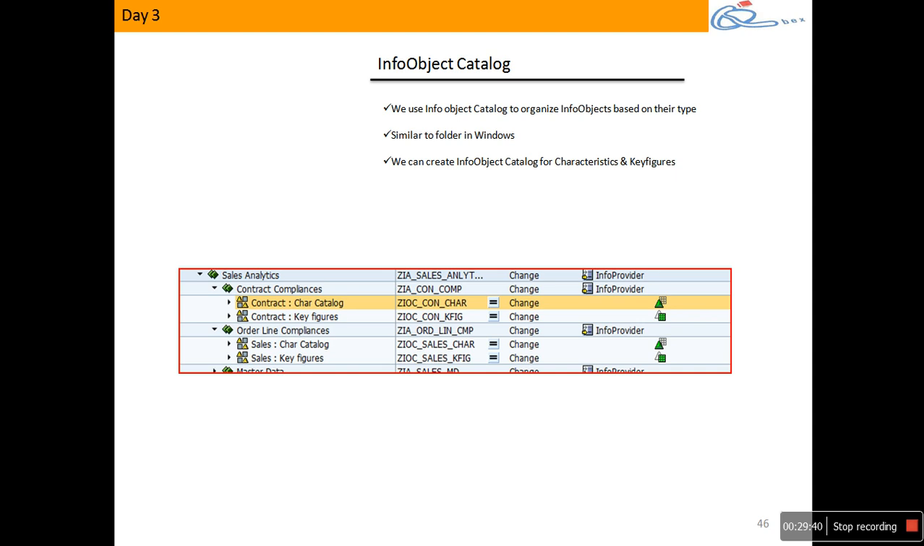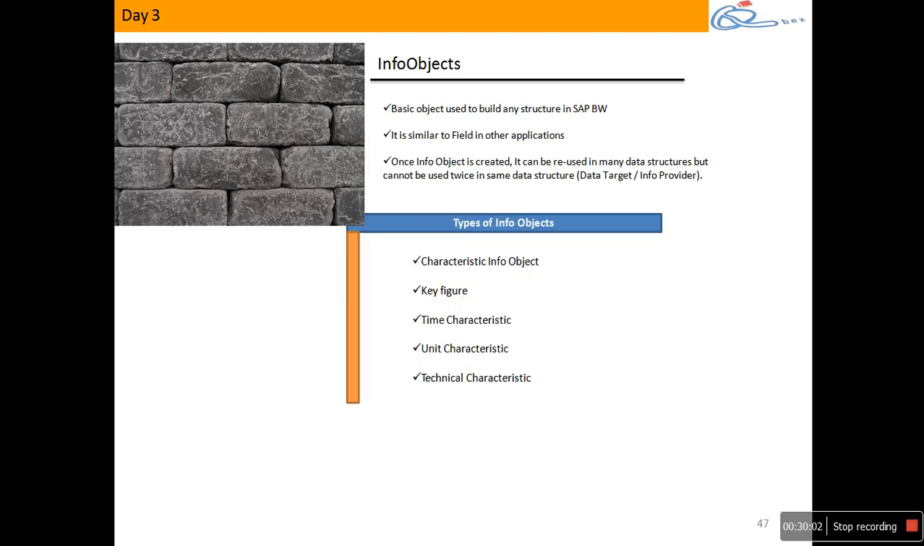So we just use a catalog to organize those info objects based on the type. You can only create an info object catalog for characteristics and an info object catalog for key figures. You cannot create a catalog for unit, time, or technical. And why do we use them? To organize those info objects based on the type. You can call it a subfolder.